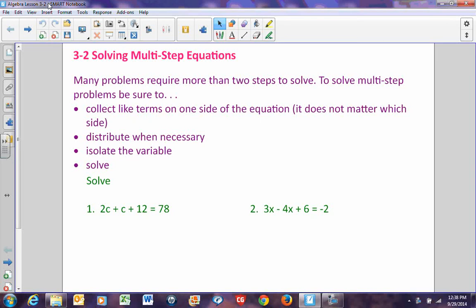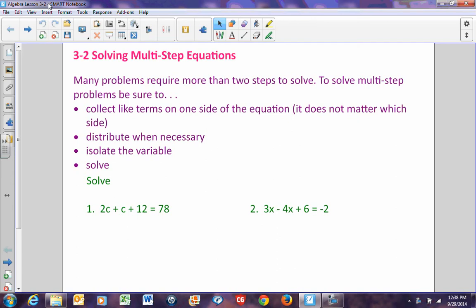This is Algebra Lesson 3-2, solving multi-step equations. Many problems require more than 2 steps to solve. When that happens, you just need to do several more steps than just 2 to solve the equation. Most of the time, you'll need to collect like terms on one side of the equation to the other. It doesn't matter which side.